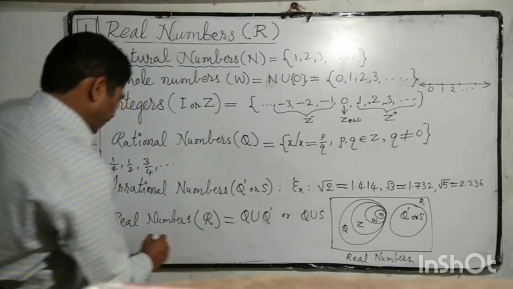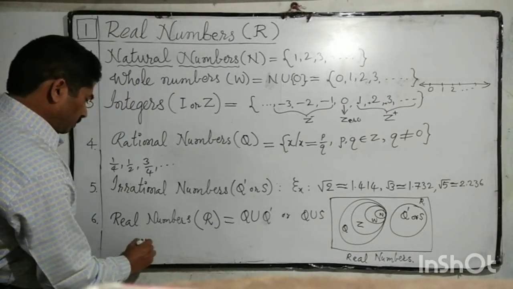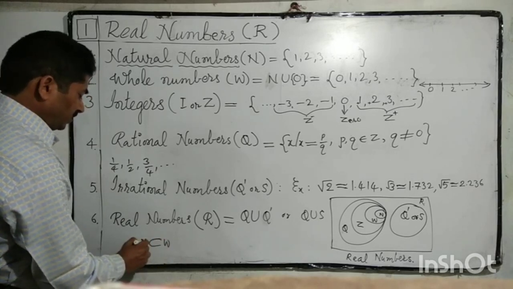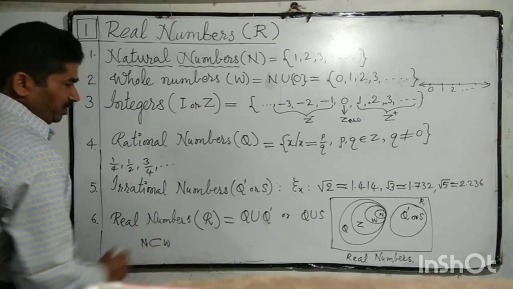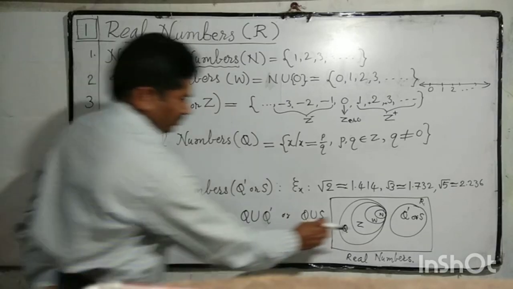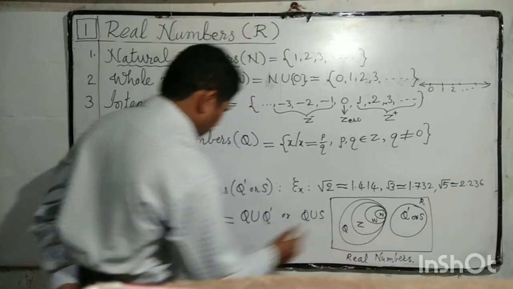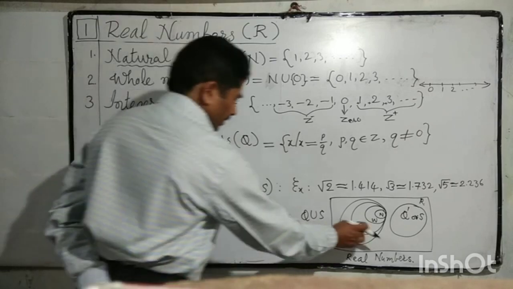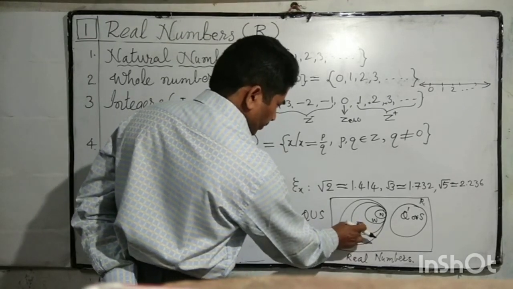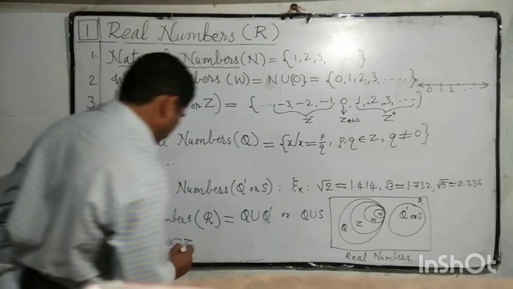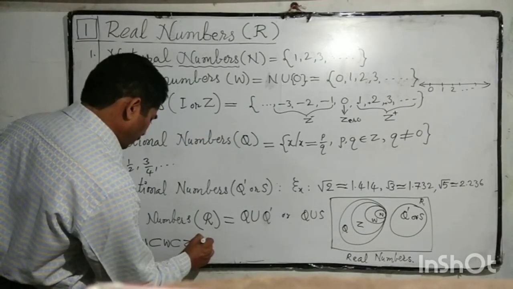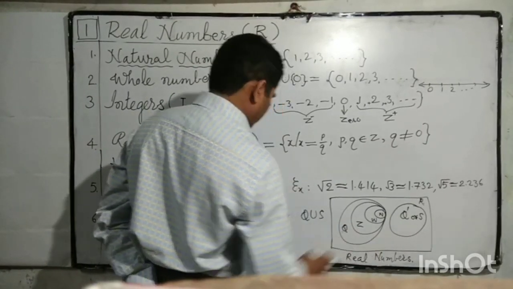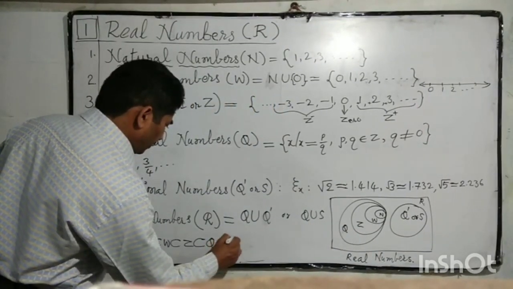We can say all natural numbers are whole numbers, so natural numbers N is a subset of W. All whole numbers are in integers, so W is a subset of Z. All integers are in rational numbers, so Z is a subset of Q. All rational numbers are in real numbers, so Q is a subset of R.